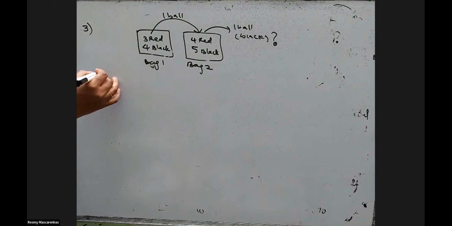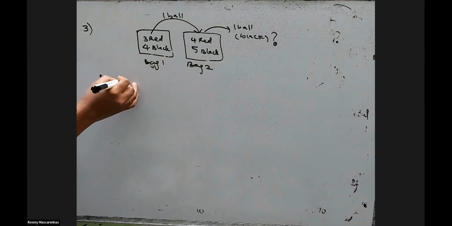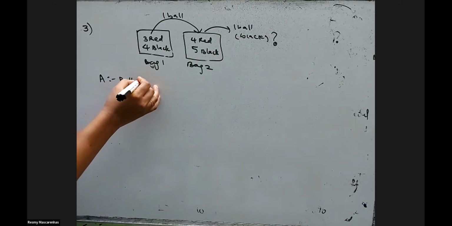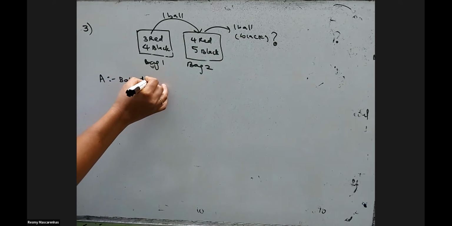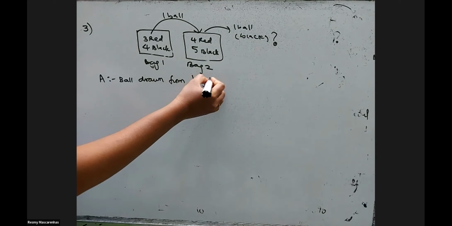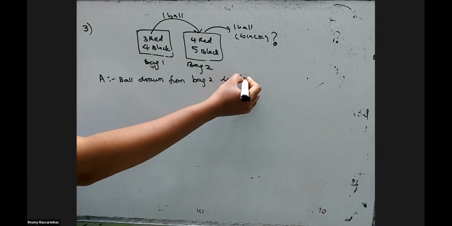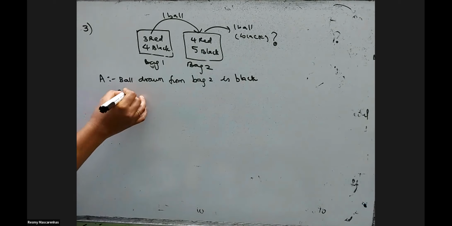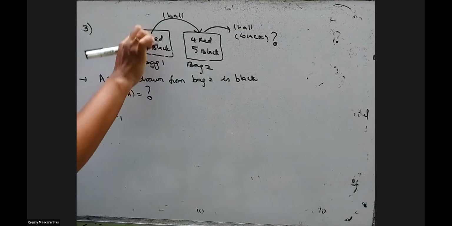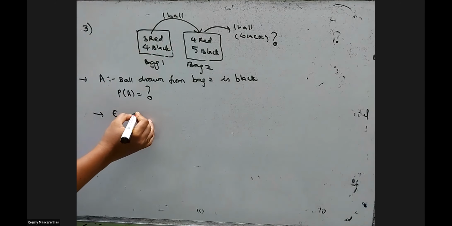Same thing, main event. Main is ball drawn from bag 2 has to be black. So what is the probability of A? You need to find. E1, now you have 2 options. First, a red ball is picked and transferred.